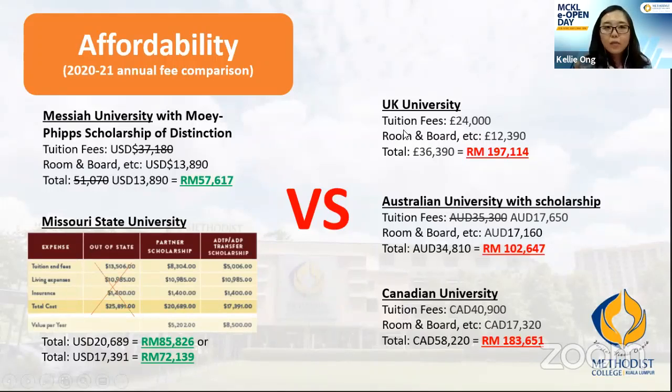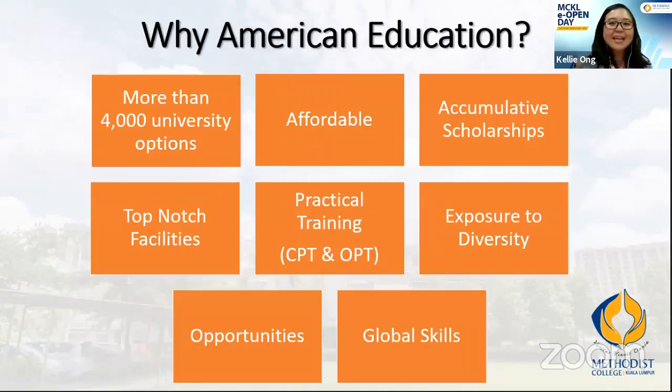Okay, and if you compare with other countries, for example the UK, you can see that the annual fees are actually pretty high. This one is another example with a scholarship, and then one more, which is a Canadian university. So you can see the US is actually more affordable than you think. Okay, next. My third point is that especially in the state universities in the US, students have the avenue to accumulate additional scholarships.